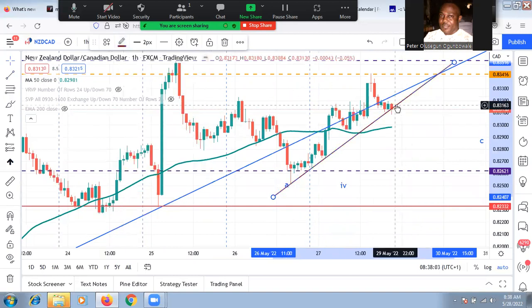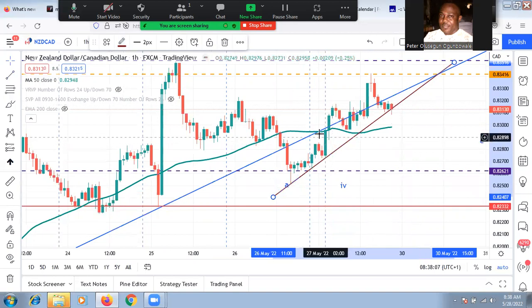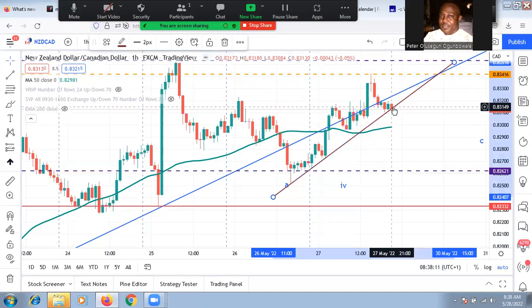When you have a break completely of this, it tells you that you have finished this. Of course, this one, the blue, signified that we are on 4. And when this brown is eventually broken, it might signify that probably we want to switch to the B, the C wave.